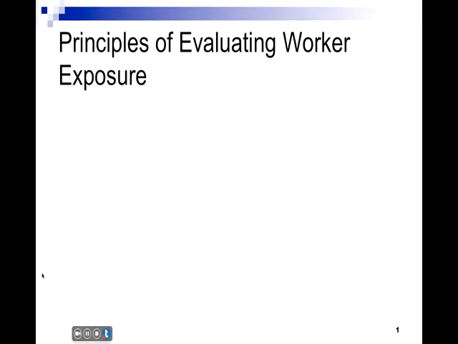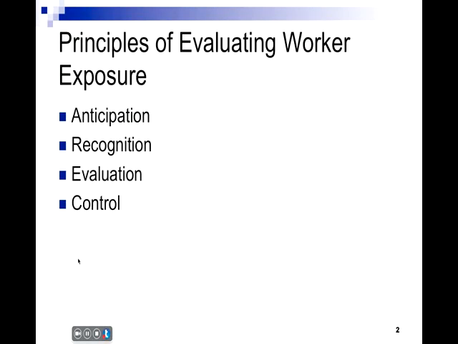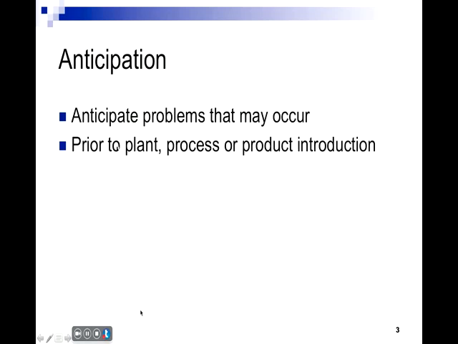Anyway, back to what I wanted to talk about in the lecture. This is the principles of evaluating worker exposure. And to do this, I want to approach it from the definition of industrial hygiene. What are the elements of industrial hygiene? Anticipation, recognition, evaluation, and control. And all of these are going to be used in evaluating worker exposure.